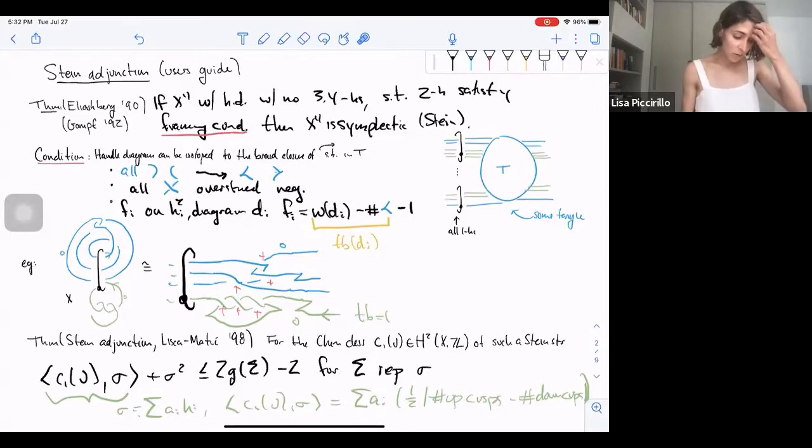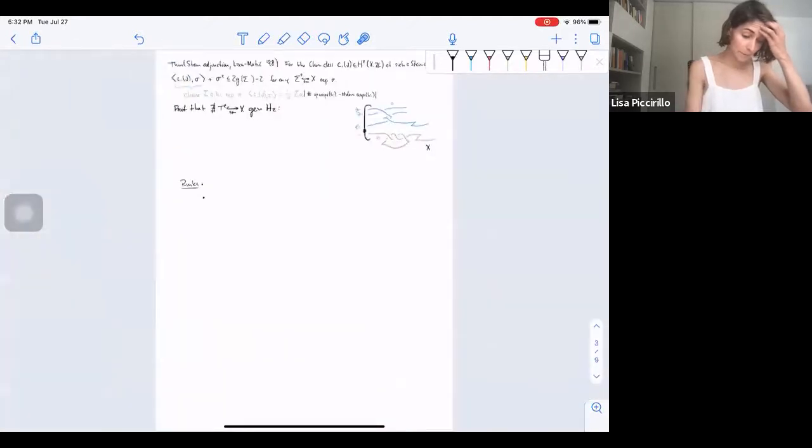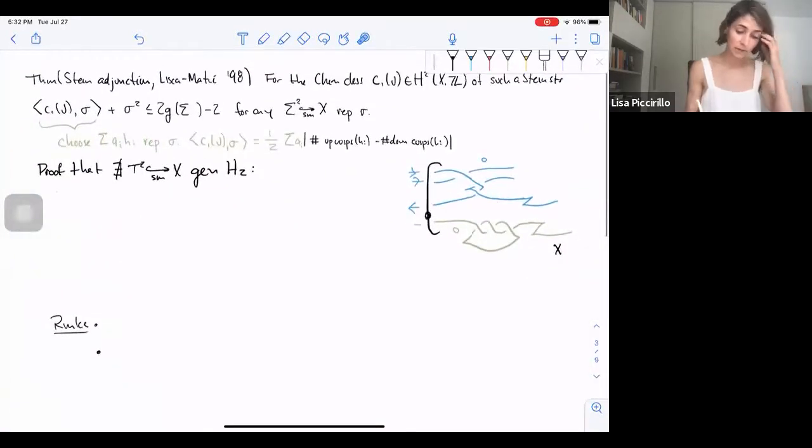So let's try to apply this adjunction inequality in practice. Here it is stated again. Here's our X again over here. So we're going to finish up the proof from last time. We're going to try to show there's no torus in here generating homology. And we can just write this down from looking at the diagram, right?